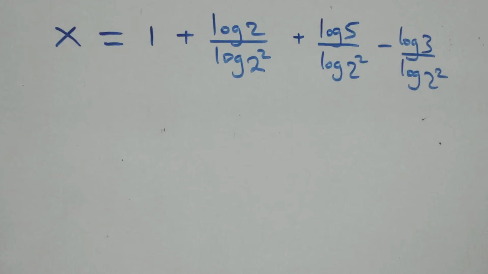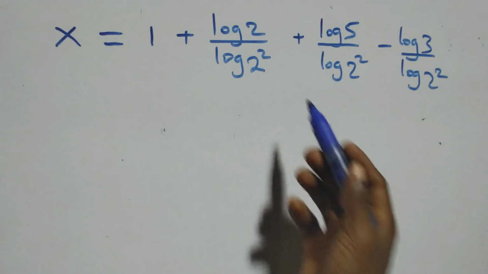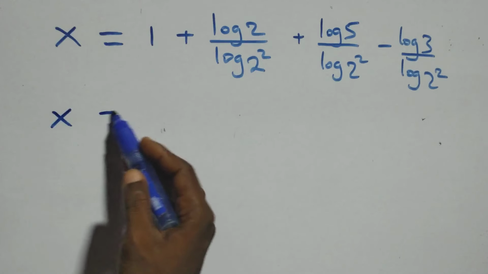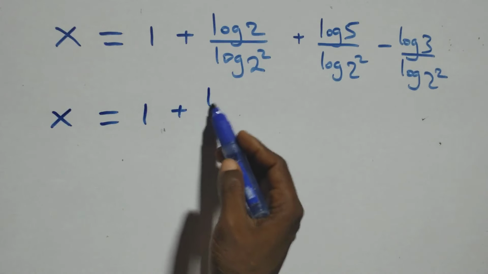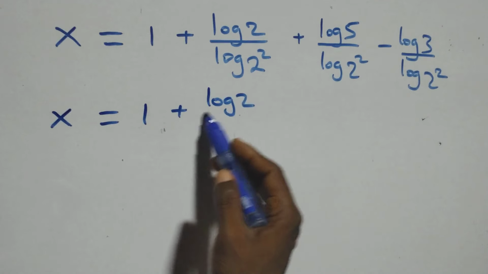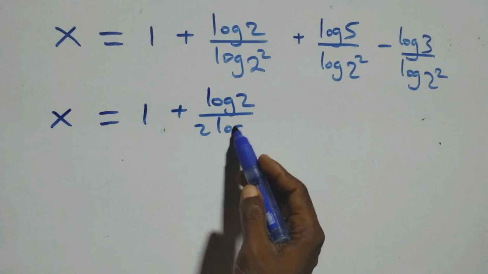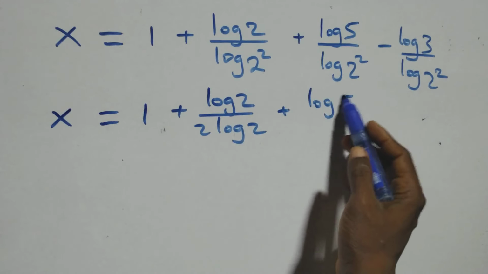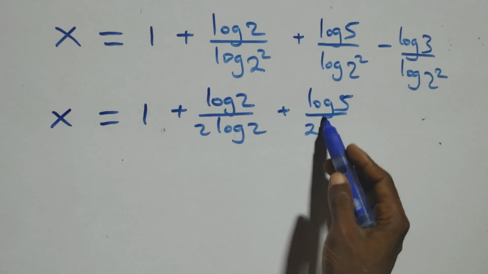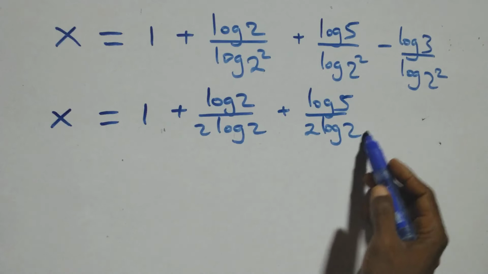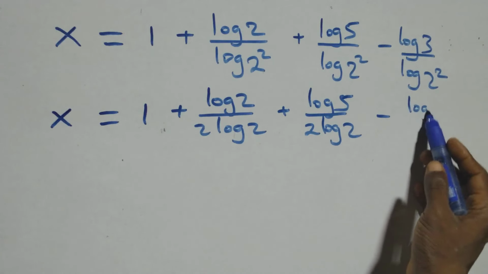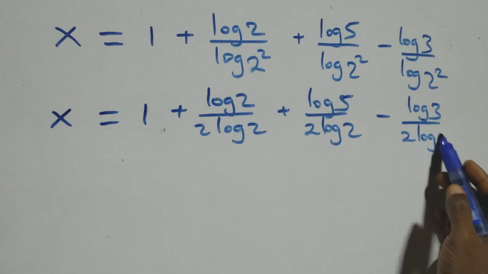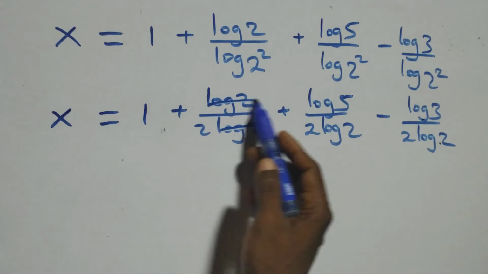Then here we apply the power law of logarithm, that is 2 comes here and also here. Then we have x equals 1 plus log 2 over 2 log 2 plus log 5 over 2 log 2 minus log 3 over 2 log 2. That is here, log 2 cancel each other here.